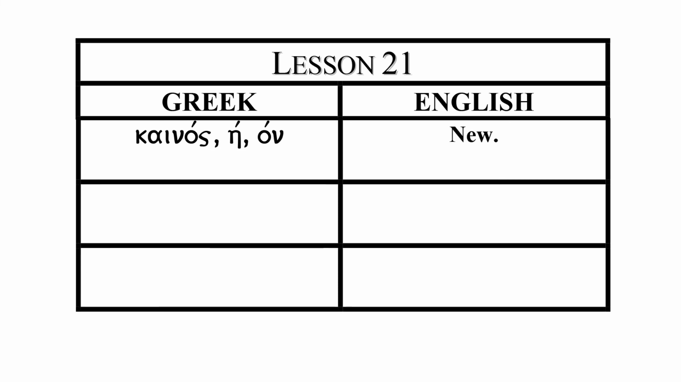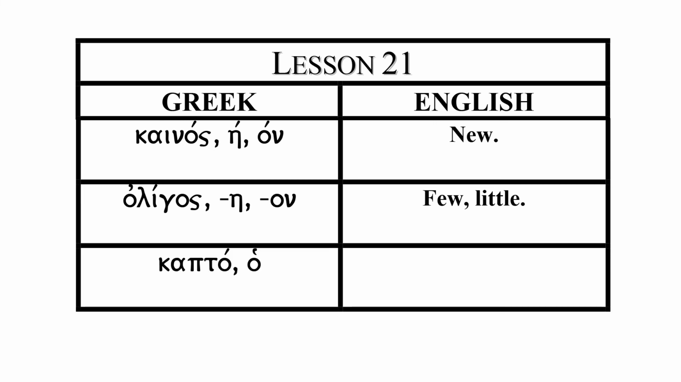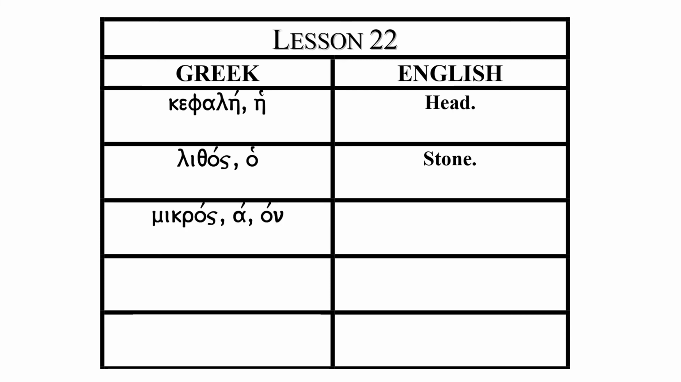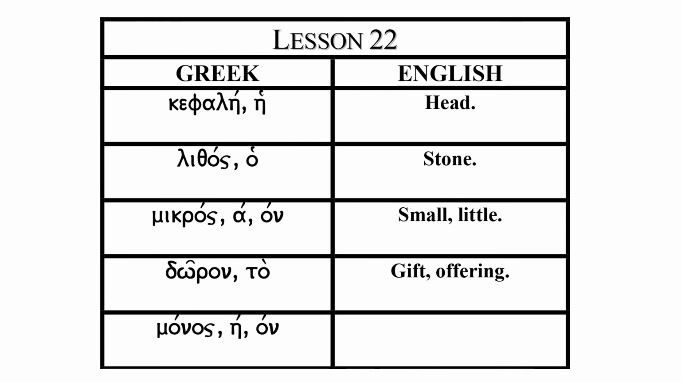Kainos, new. Oligos, few or little. Karpos, fruit. Kephale, head. Lithos, stone. Mikros, small or little. Doron, gift or offering. Monos, alone or only.